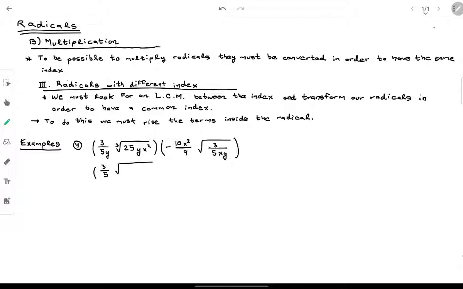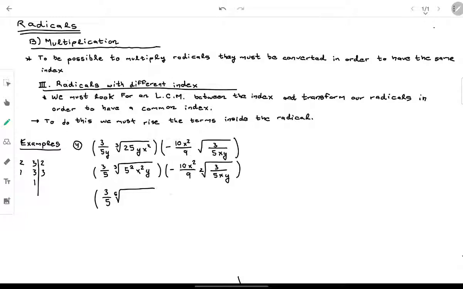So here it's going to be the cubic root of 5 squared x squared y. If I put it in order, that multiplies minus 10 x squared divided by 9. And on the inside part will stay exactly the same, 3 divided by 5xy. So now we have a square root and a third root. The least common multiple is going to be 6. So we need to transform it to 6's.